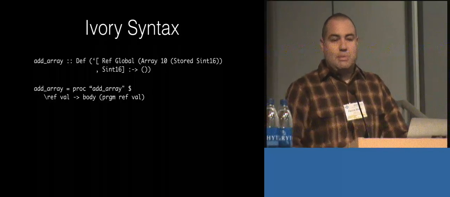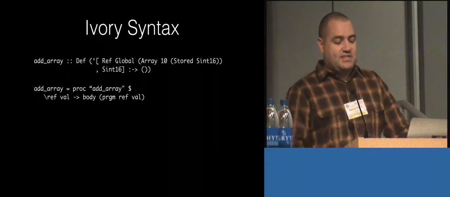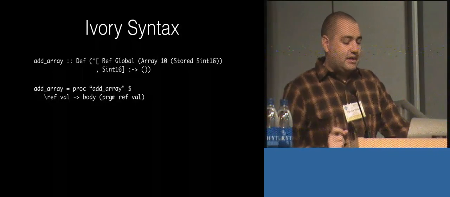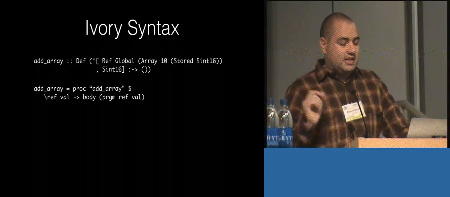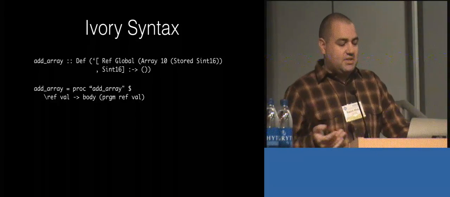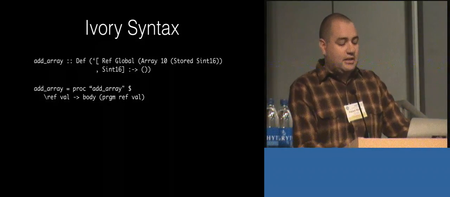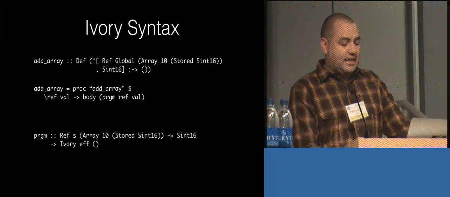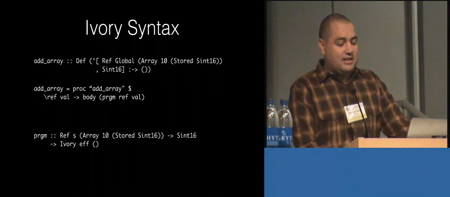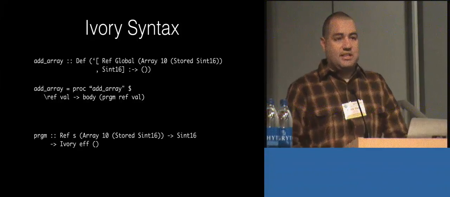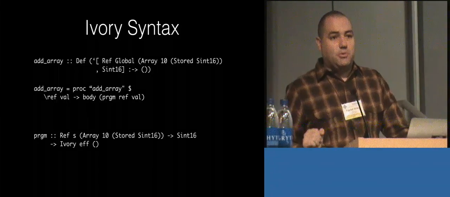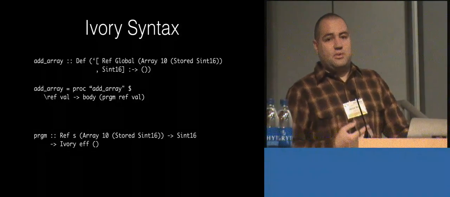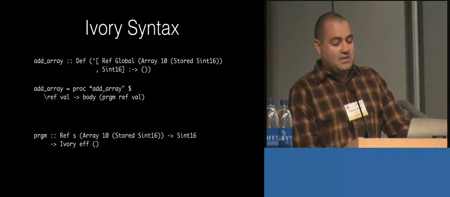And then we make that procedure by giving it a C name as a string, and then just using simple lambdas, and the reference value body creates the scope for the function body. And then I'll define the actual body. That's just an ordinary Haskell function that gives you an expression in the Ivory monad. So that's the basic form of these expressions or statements.